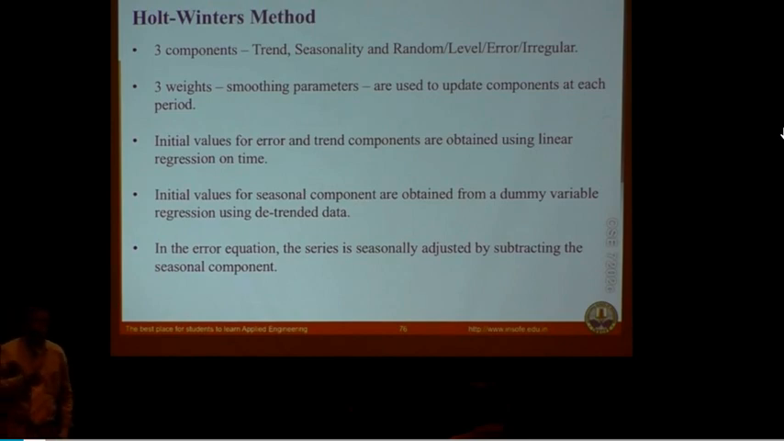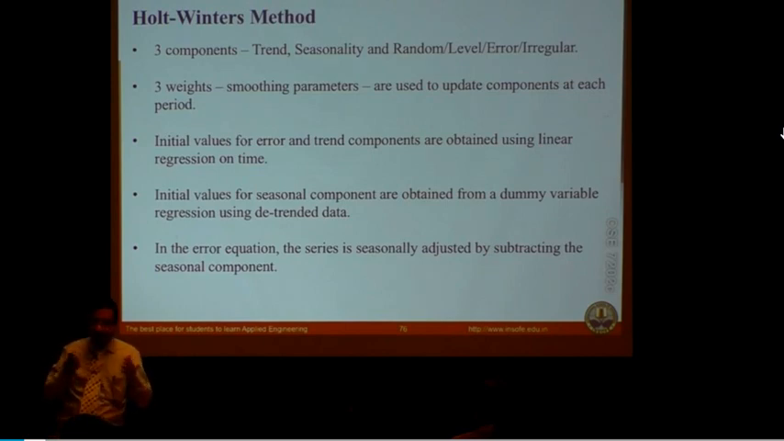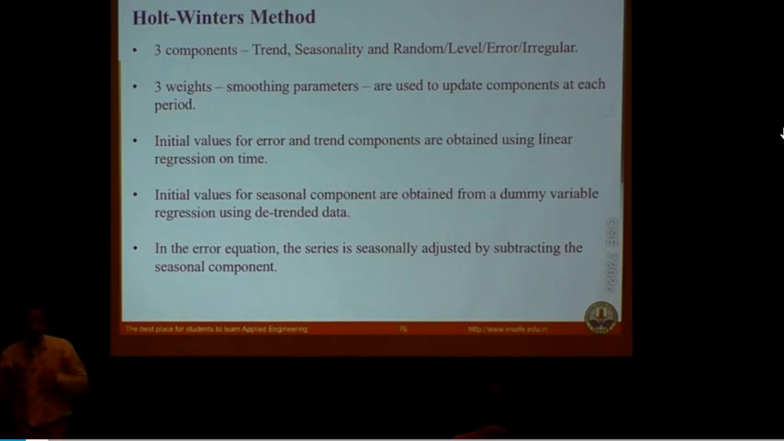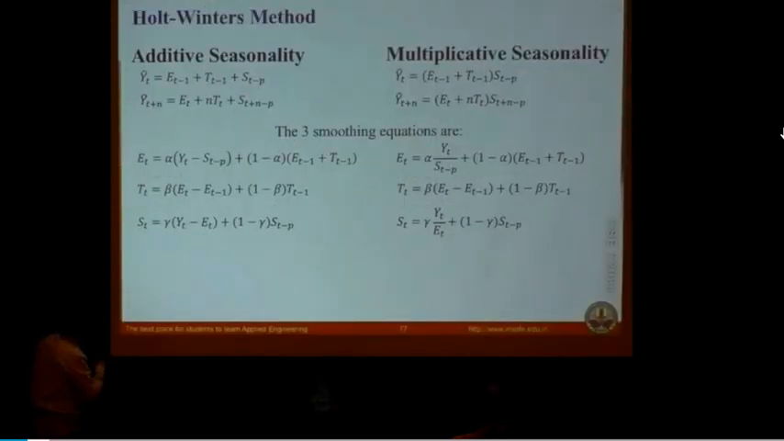This is what goes on in the background. So nothing very, very fancy. Has three components, so three smoothing equations. And exponential smoothing is what is incorporated by default in Goldwinters. So exponential smoothing is done. Regression on time for the initial trend values, and on detrended data use the dummy variable approach to get the initial seasonal values, and then keep updating those according to these equations. Three smoothing equations. There is additive seasonality and multiplicative. That seasonality can be incorporated in two different ways. That's what Goldwinters is also doing.